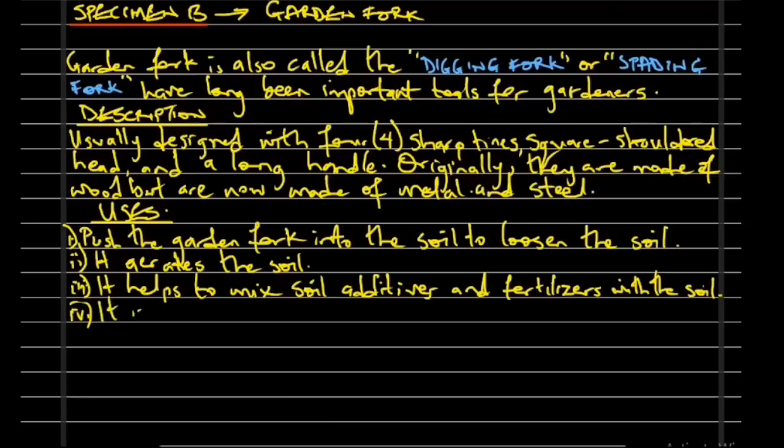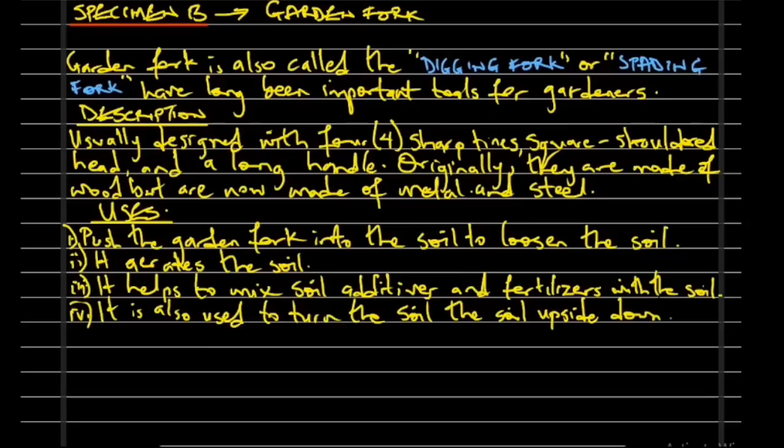Another use of it is to turn the soil. It is also used to turn the soil upside down. It is also used to turn the soil over, and in loosening up the soil, because it is also used in breaking up clods. Yes, let me add that. It is also used to break up clods. So these are the things that we need to see about the garden fork.